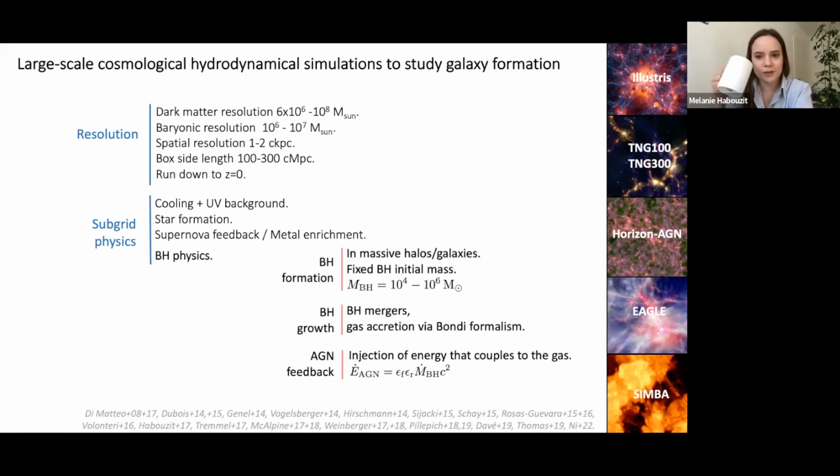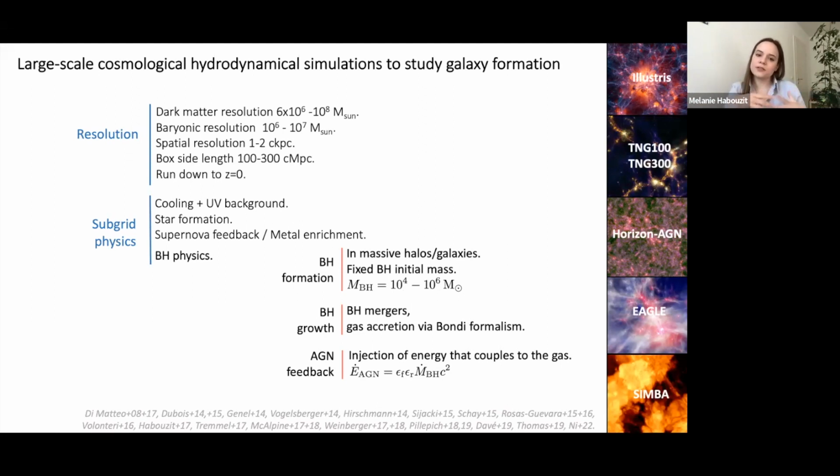The first one is black hole formation. In all the simulations, the formation of black holes is actually not modeled as a function of theoretical mechanisms, the ones that I've shown before. Instead, black holes are formed in all resolved galaxies so that we ensure that there is a black hole in all the galaxies. And all the black holes start with a fixed initial mass for most of the simulations. It could be 10 to the 4 solar masses, or 10 to the 5, or 10 to the 6, for example for the new TNG simulation. So all black holes start with the same mass.